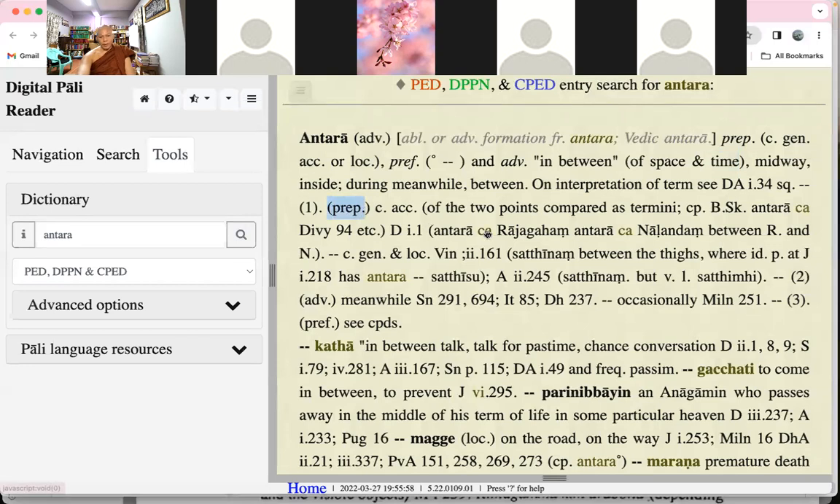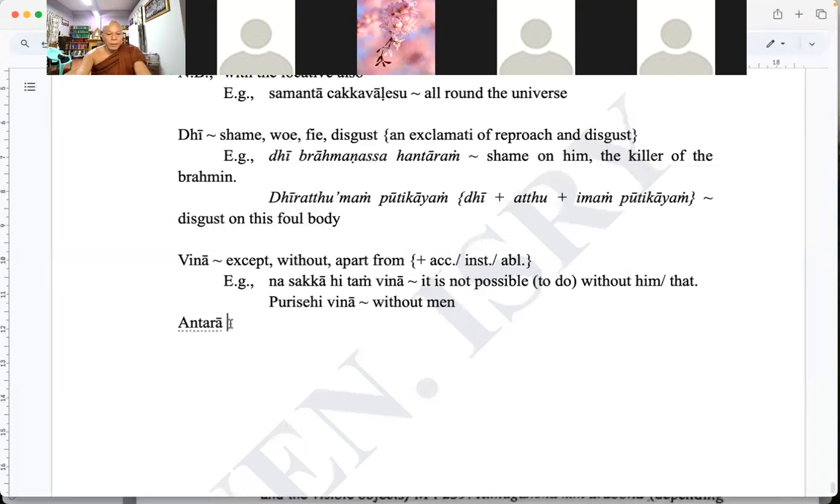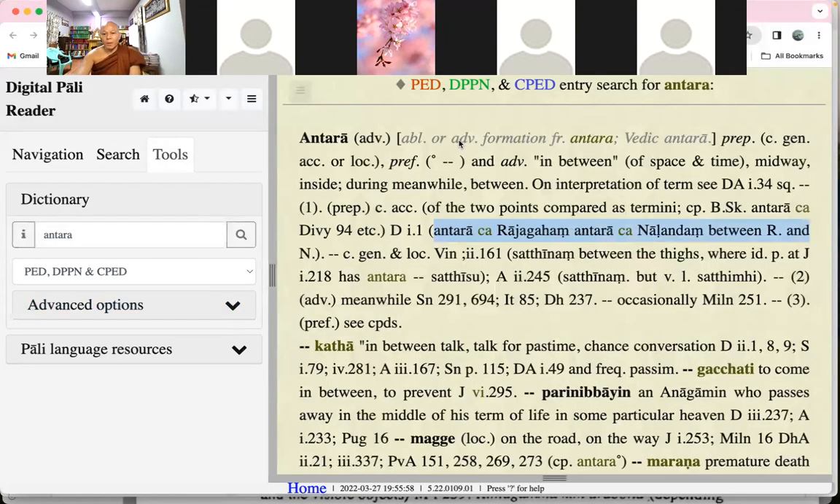The first one is, you know, preposition with the accusative. So here antara, maybe antara Rajagaha antara Nalanda, between Rajagaha and Nalanda. Okay. So now this antara actually, so the antara adjective and the ablative case. So the meaning is, what is it? Based on this, you know, between, okay, inside or during, maybe one of them.